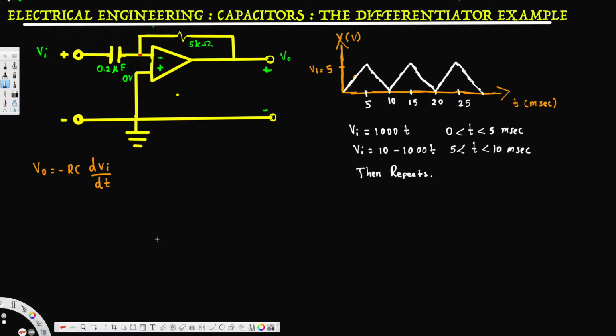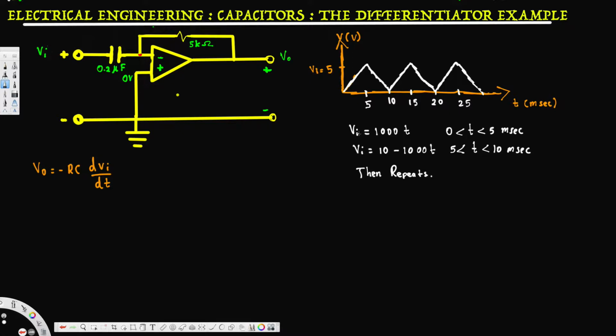In this video we are going to see an example of the differentiator amplifier. Here we have a differentiator amplifier and also a voltage input is provided, and we are going to see what's going to be the voltage output. Here the voltage output changes with time.